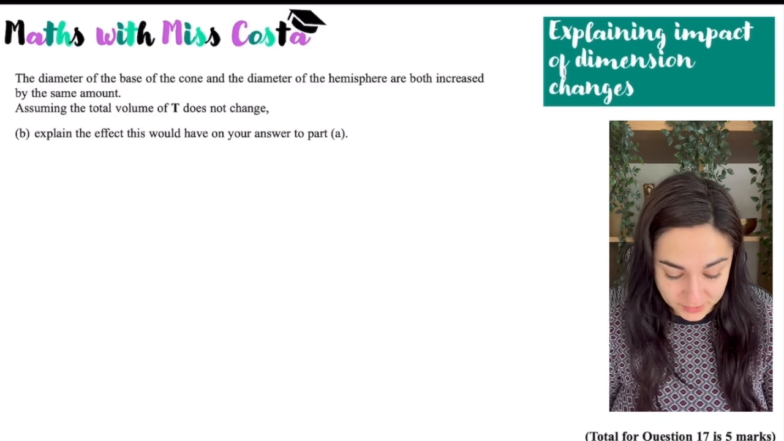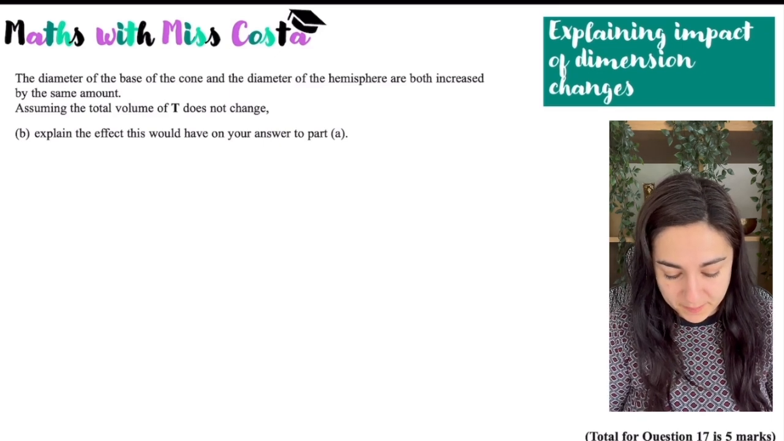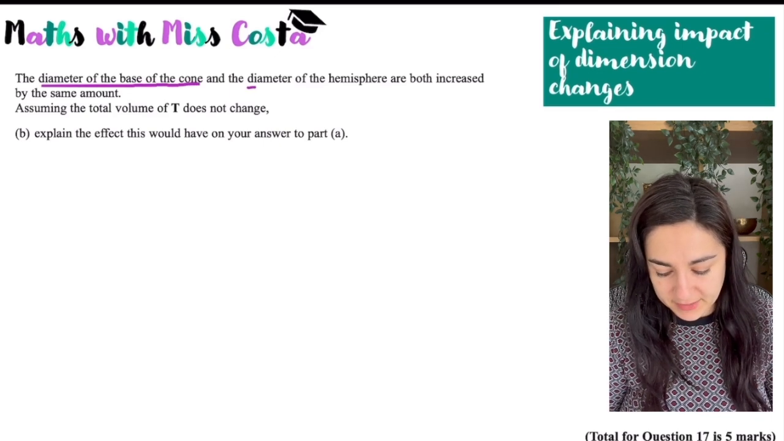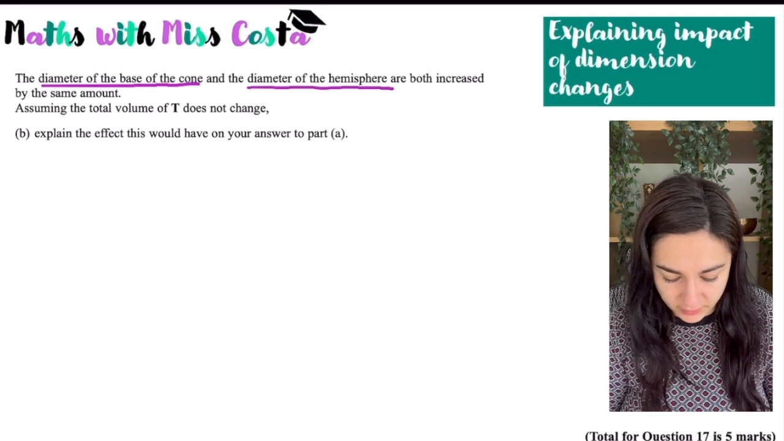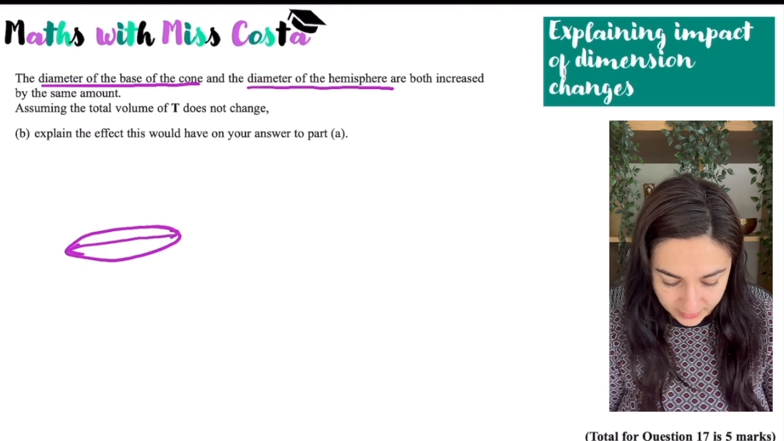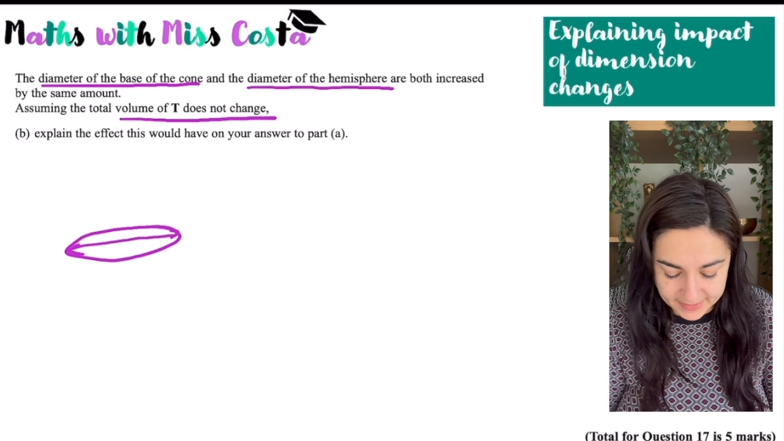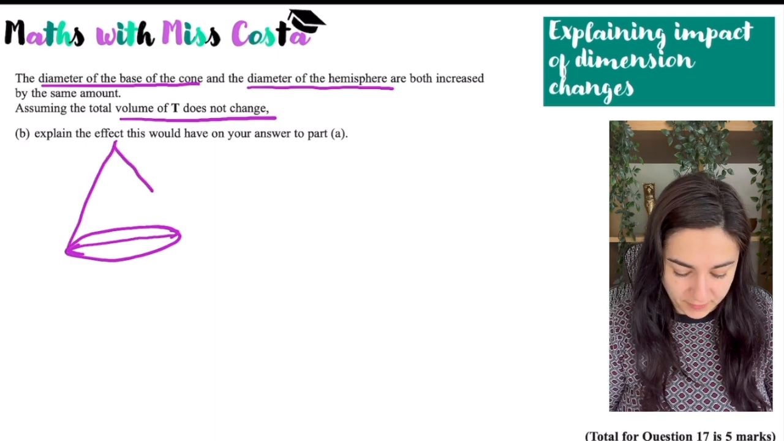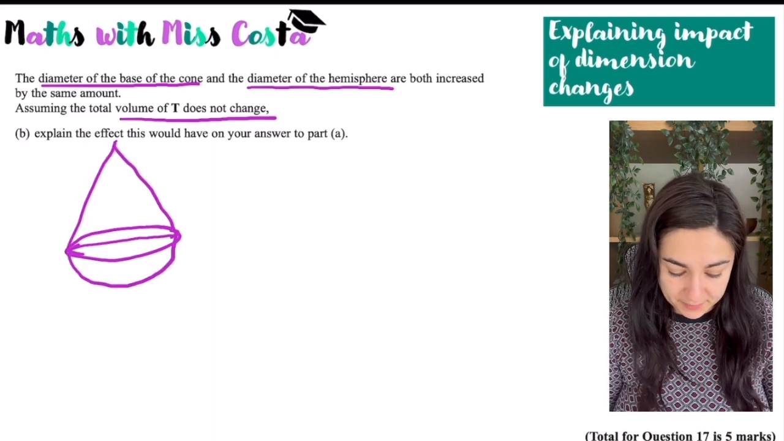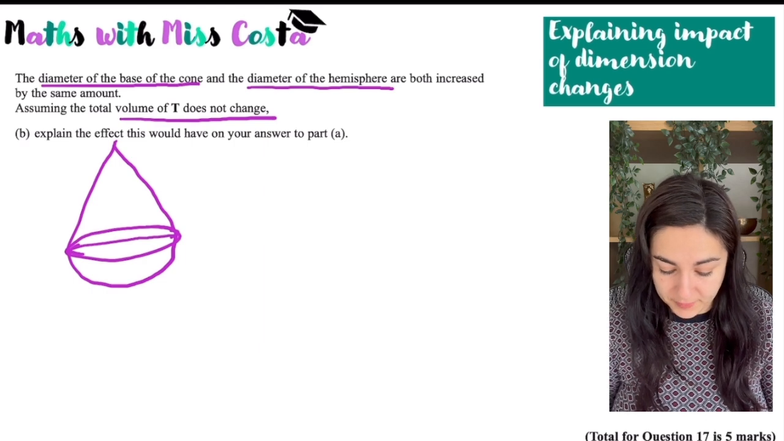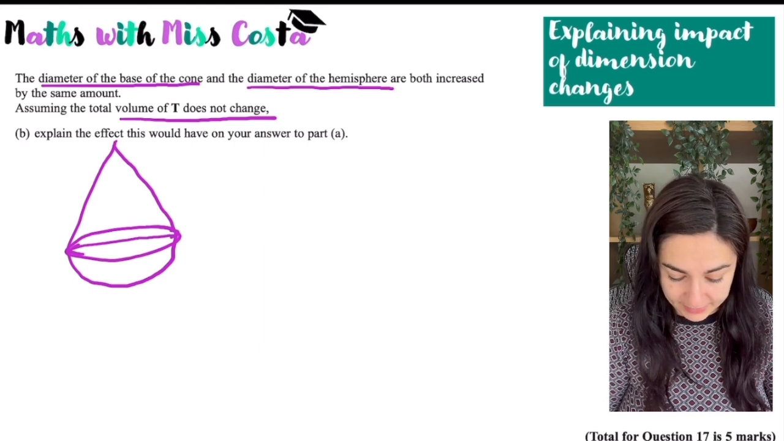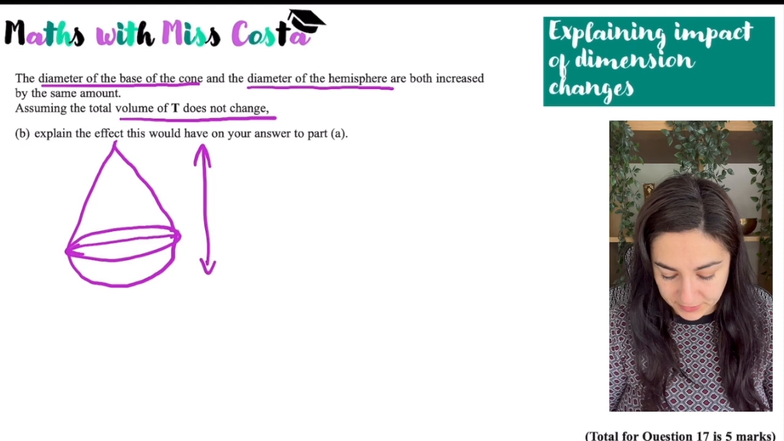Okay, so in this question we are told that the diameter of the base of the cone and the diameter of the hemisphere are both increased. Okay, so this bit here in the shape is increased by the same amount, assuming the total volume of T, so the total volume of this shape does not change. What effect would that have on your answer to part A? So remember, part A was the total height.